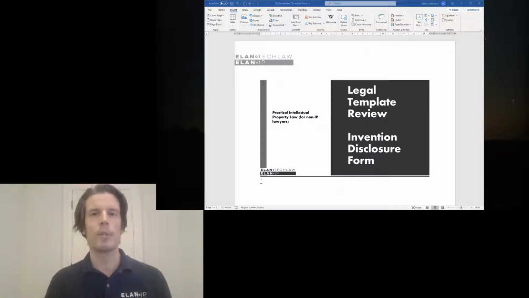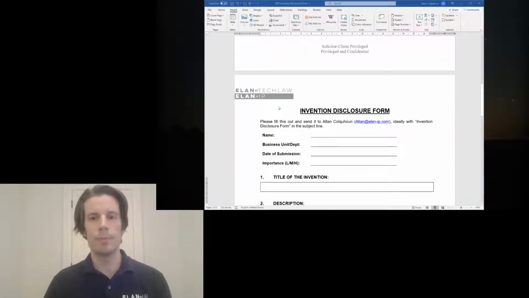Hi everyone. Today we're going to look at another legal template. This time we're going to look at an invention disclosure form. This is a form that you might distribute around your organization for people, inventors, to fill in, to submit their ideas, to consider whether you want to pursue patent protection for the ideas. So we'll just take a quick look at this form.